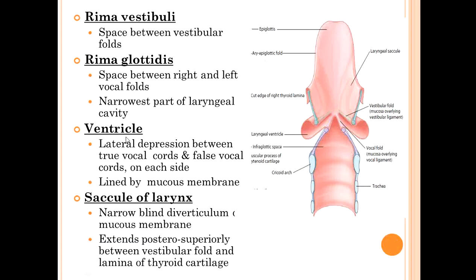Then the ventricle. Here you see the lateral depression, this depression and this depression between the true vocal fold and the false vocal fold, known as the ventricle. It is lined by mucous membrane. And what is the saccule of the larynx? It is a narrow blind diverticulum. It extends posterosuperiorly like this, between the vestibular fold and the lamina of the thyroid cartilage. So here this will be the saccule of the larynx.